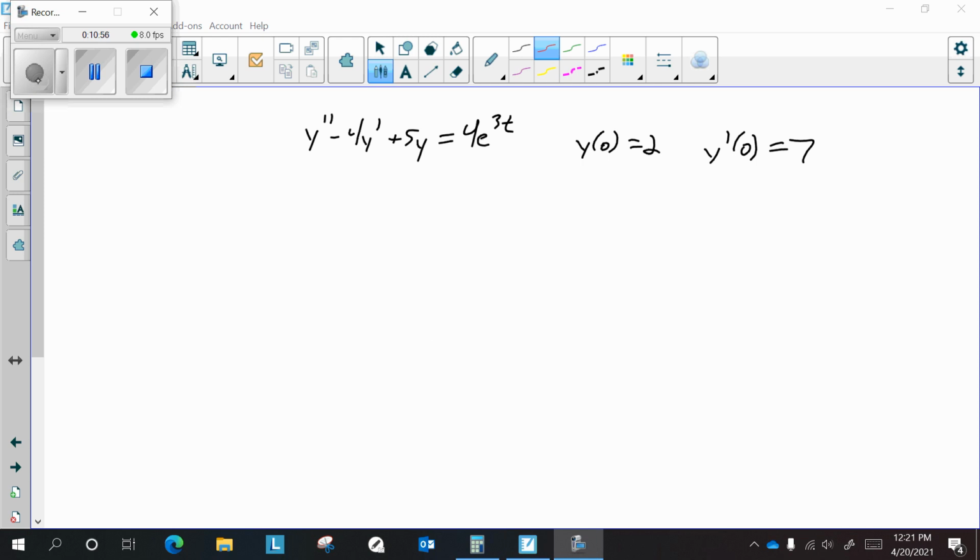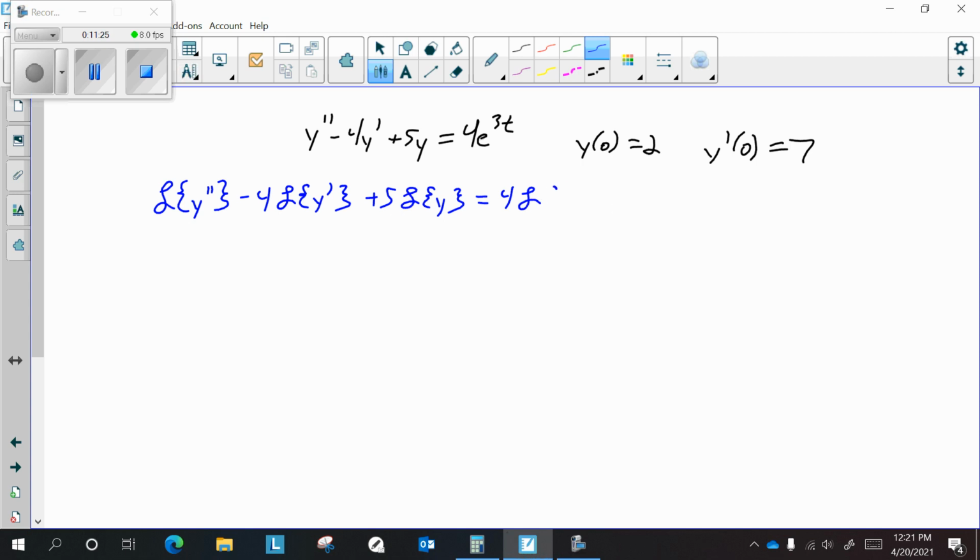Now the next one that we're going to take a look at is not homogeneous. We have a function on the right side, but we are going to treat it the same way. We're going to take the Laplace of the left side and the Laplace of the right side. So we need to transform y double prime minus 4 times the transform of y prime plus 5 times the transform of y, and that will equal 4 times the transform of e to the 3t.